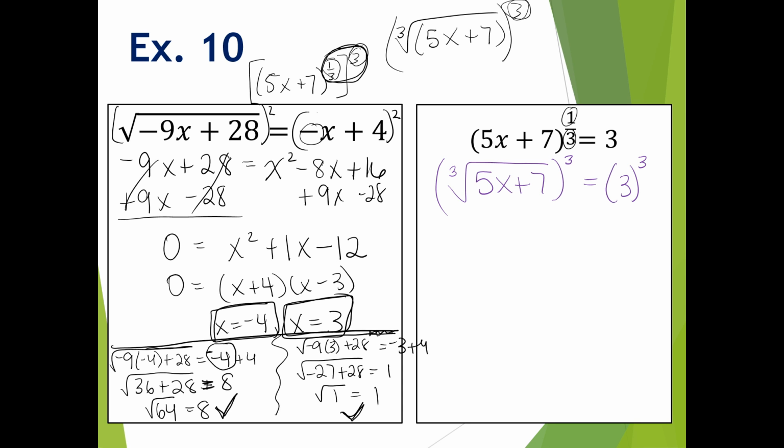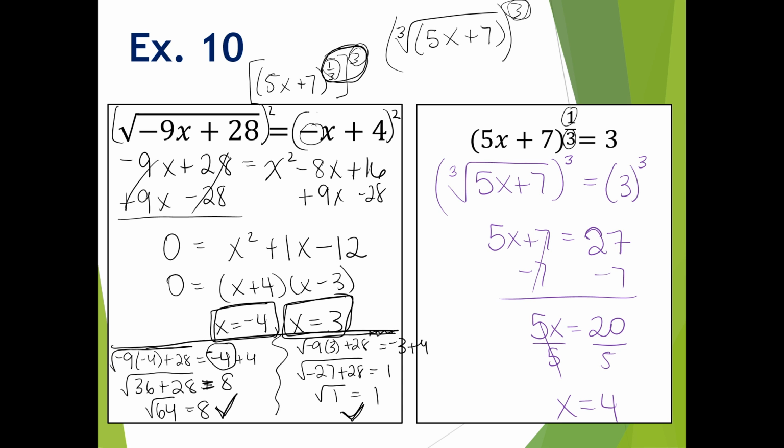Okay, so then this just becomes 5x plus 7. Oh, I almost wrote 9. This is 27 here. 3 to the 3rd power, or 3 times 3 times 3, is 27. Then we subtract 7 from both sides. We get 5x equals 20, divided by 5, and x equals 4. And that is your answer.